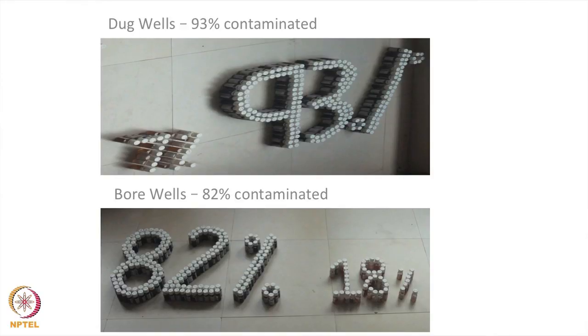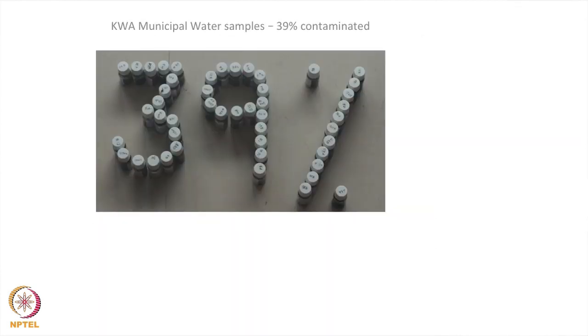So 93% of the wells had E. coli in Alappuzha. And then 82% of the shallow tube wells, and 37%, 39% of the Kerala Water Authority supplied water also had it. So this means it's serious, that water quality is at serious proportions. This is one of the major findings that came out.